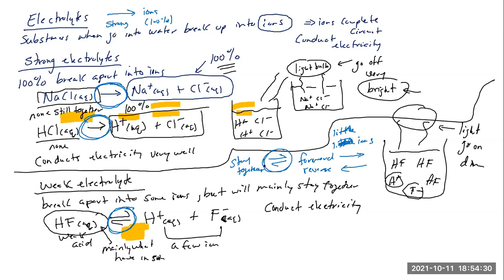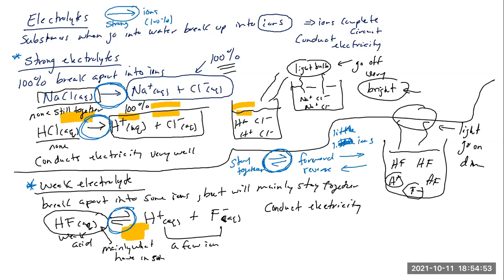So a big hint is if you see these arrows, two arrows heading in opposite directions, that's a pretty big hint that it is a weak electrolyte. If you see a one-way arrow where something breaks apart into ions, that's a big hint that it is a strong electrolyte. Any questions on that there?